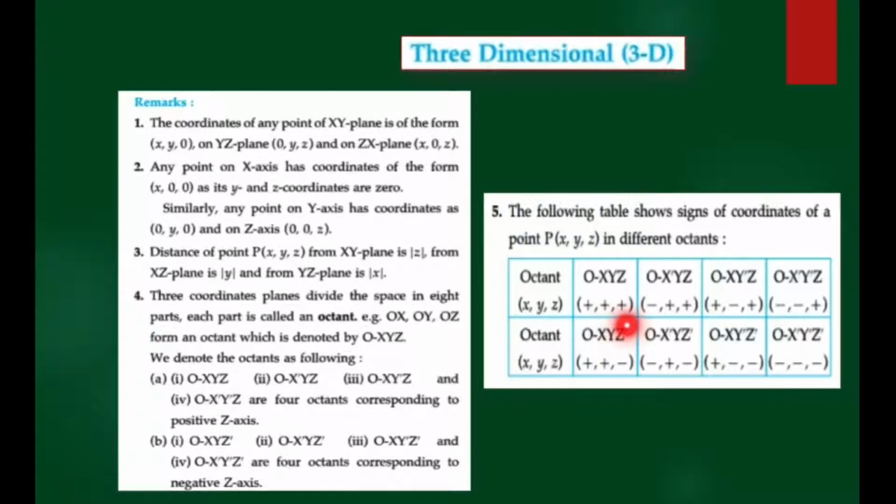The same we use in 2D. In the first quadrant, the sign must be plus plus. That depends on whether the point is considered on the positive axis or on the negative axis. So from that we can write the sign of the octant in which the point lies. So in this way we remember these points for calculating the problems. We will also discuss these points while solving the problems.